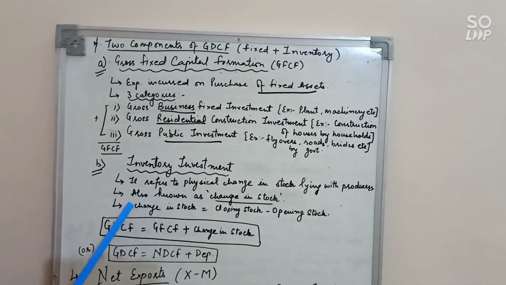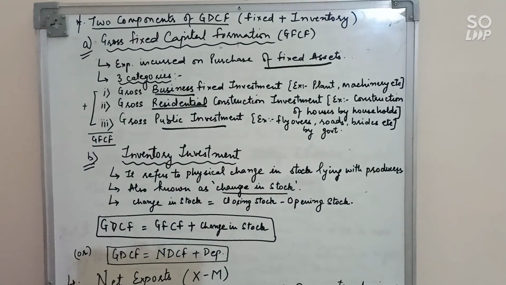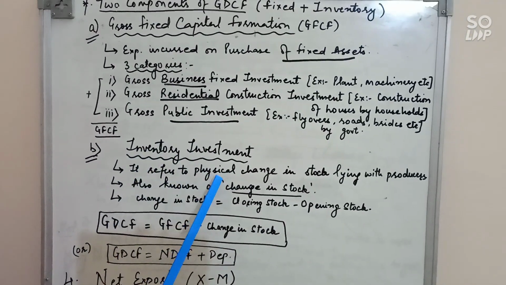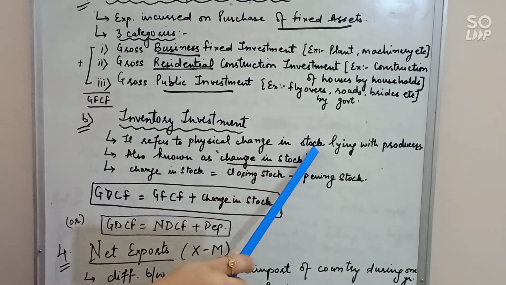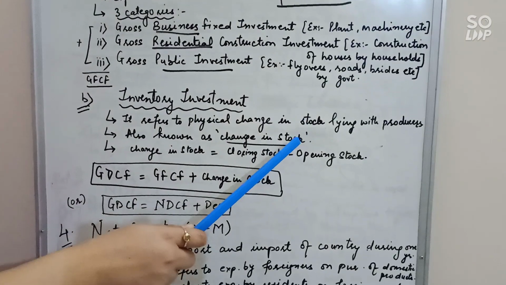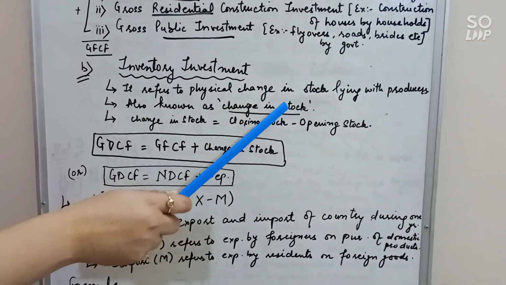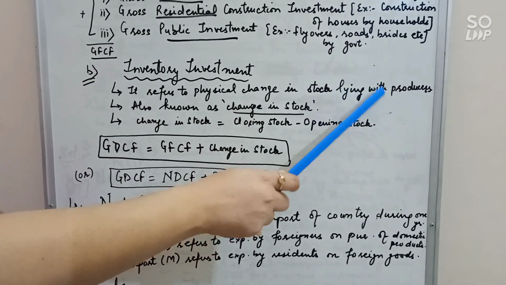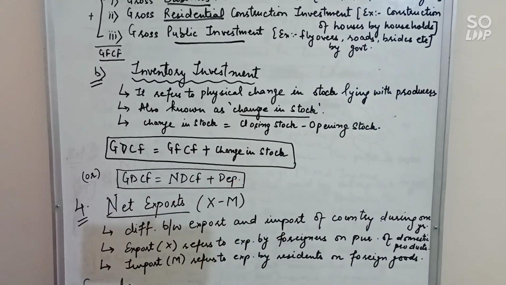Inventory investment is also known as change in stock or unsold stock. What is the meaning of inventory or change in stock? It refers to the physical change in stock lying with the producer. There are three types of stock: raw material, finished goods, and semi-finished goods. So we are taking the total stock of goods lying with the producers.